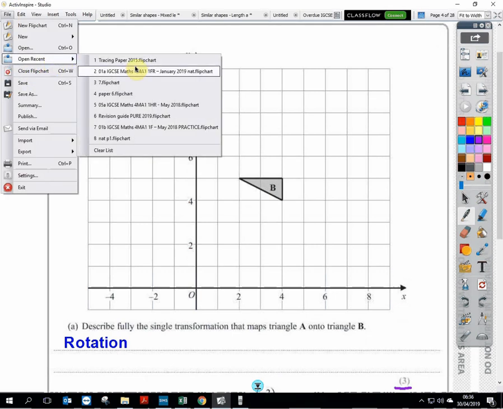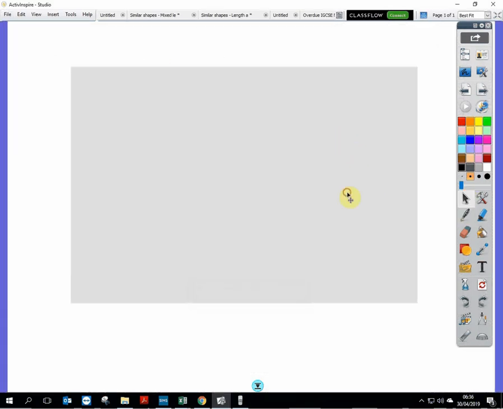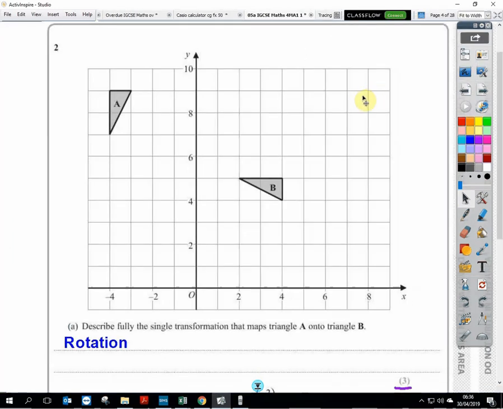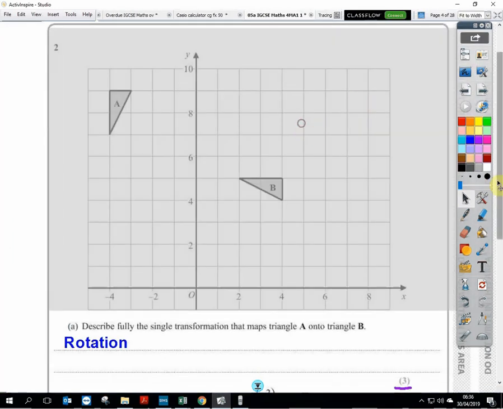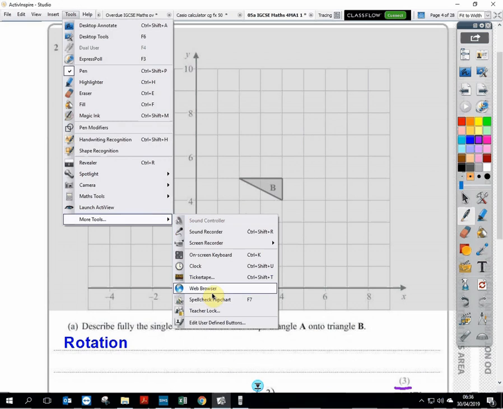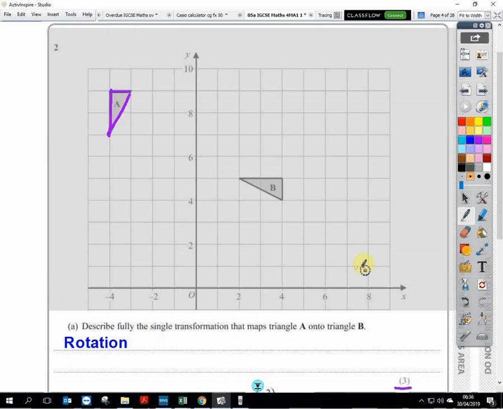So I'm just going to show you how to do this. Remember, in the examination you are entitled to tracing paper, so ask for it if you need it. What we're going to do is draw over triangle A, and take a guess at where we think the center point is. Let's just have a guess and say it's about there somewhere.